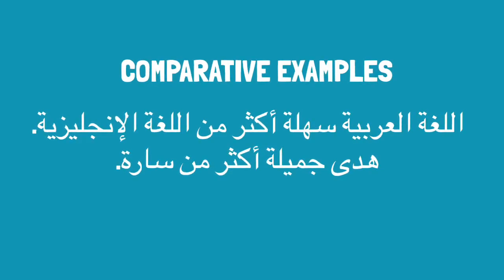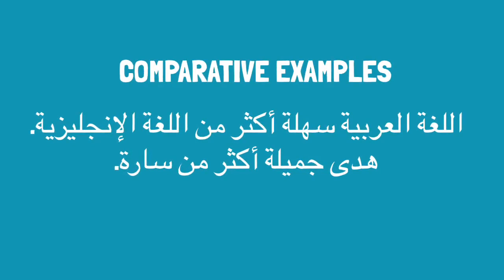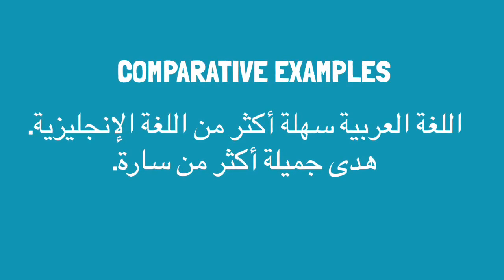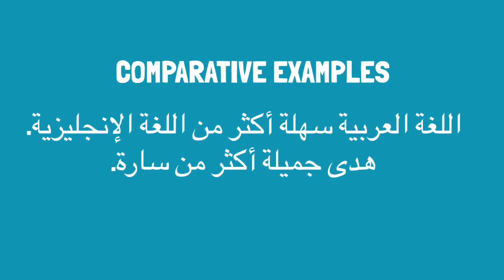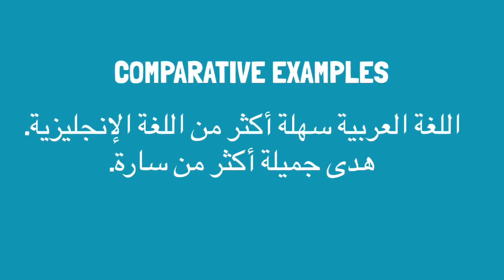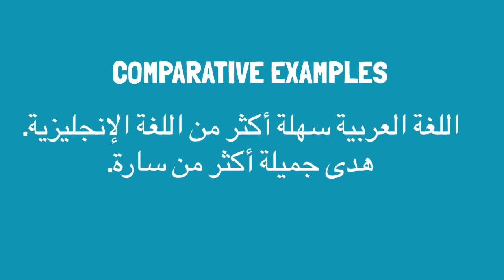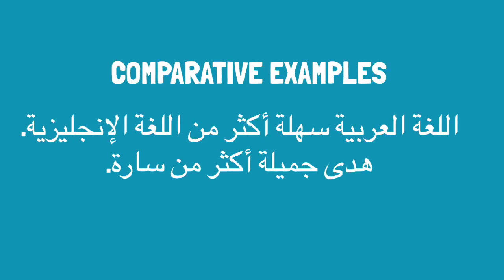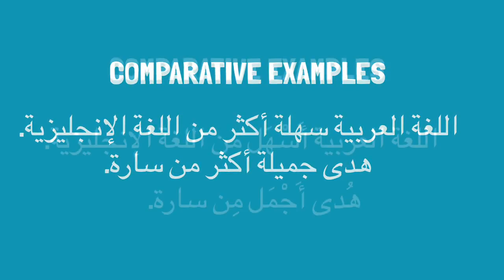اللغة العربية سهلة أكثر من اللغة الإنجليزية. The Arabic language is easy more than the English language. So we put the adjective and after it more than, or أكثر من. سهلة أكثر من. Okay, moving on to the next sentence. هدى جميلة أكثر من سارة. هدى is beautiful more than سارة. Again, جميلة أكثر من. We put the adjective and أكثر من after it.